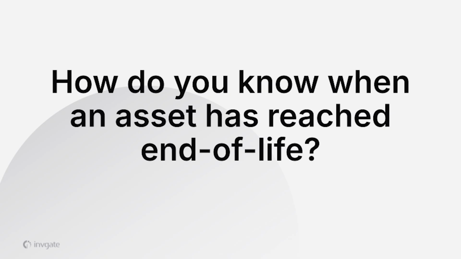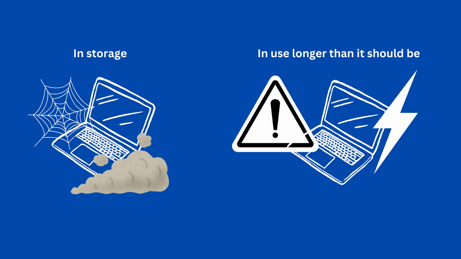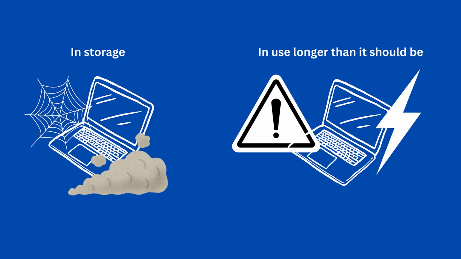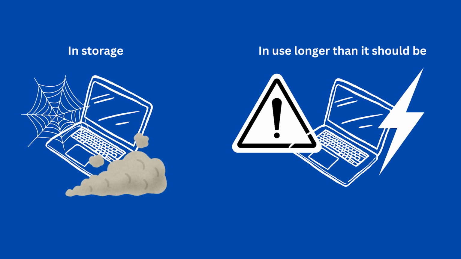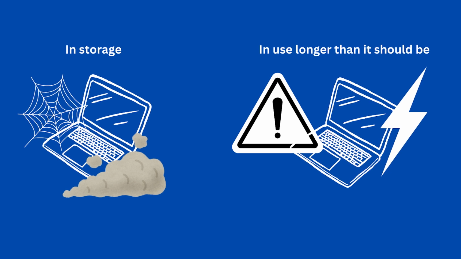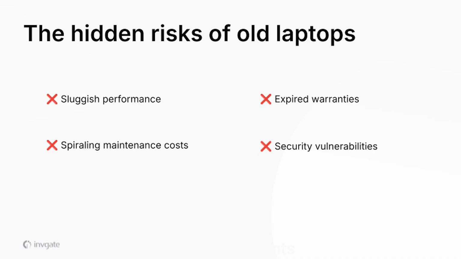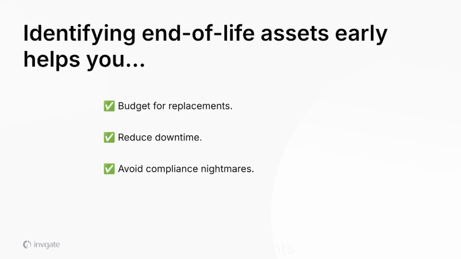So, how do you know when an asset has reached end of life? Often, old laptops end up collecting dust in storage closets. Or worse, they stay in use long after they've stopped being safe or cost-effective. That's when hidden risks pile up. Sluggish performance, spiraling maintenance costs, expired warranties, and security vulnerabilities. That's why identifying end-of-life assets is critical. Catching them early means you can budget for replacements, reduce downtime, and avoid compliance nightmares.